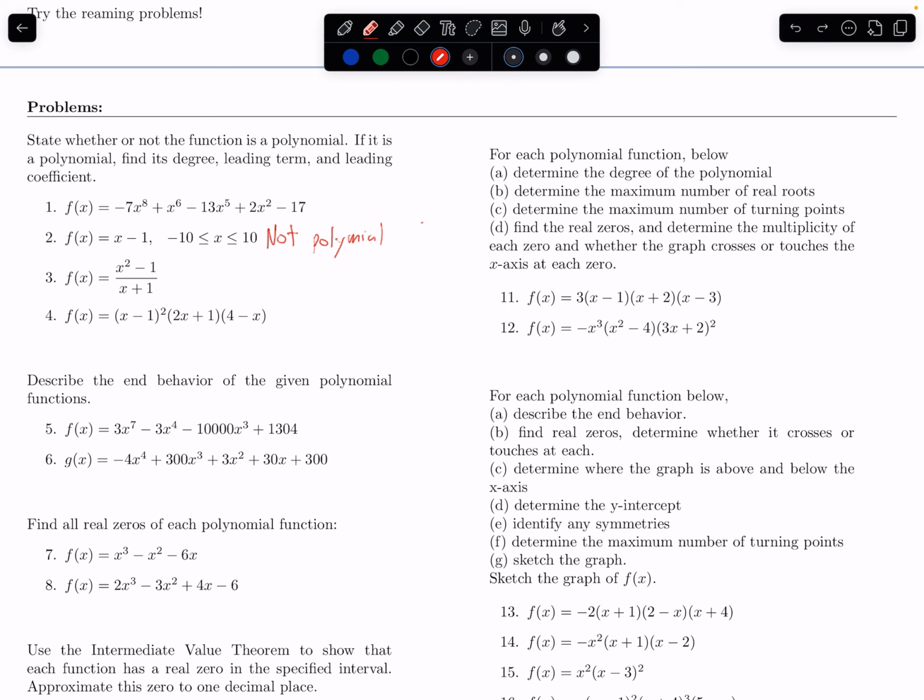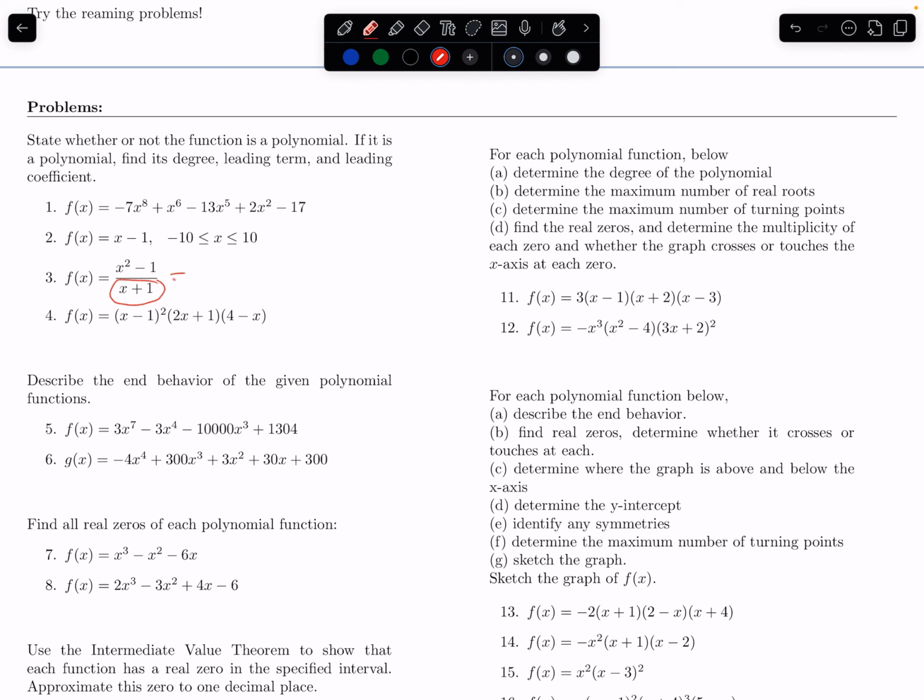Okay, number 3. Did I say number 2 or 3? Okay, that was number 2. Number 3. Is that a polynomial function? The answer is no, because you're dividing by this guy. And because you're dividing by that guy, that means x cannot be -1, because then you'd be dividing by a 0, and that would be a bad thing. The universe implodes. So it has a domain restriction.